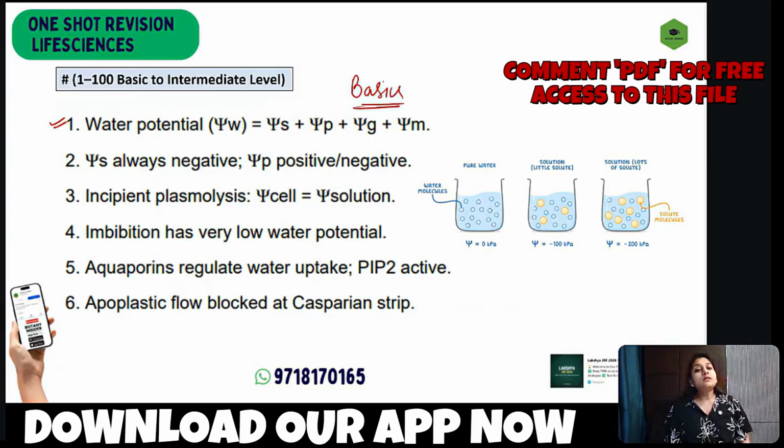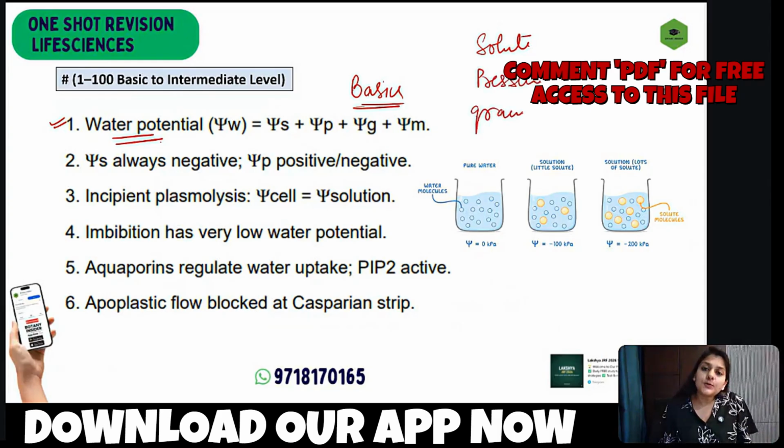So when I talk about the basics, first segment is about the water potential. So water potential is what? It is the potential of the water to perform a specific functionality. There are 4 different components of water potential. What are the 4 different components? You have solute potential, you have pressure potential, you have gravitational potential, and you have matrix potential, right?